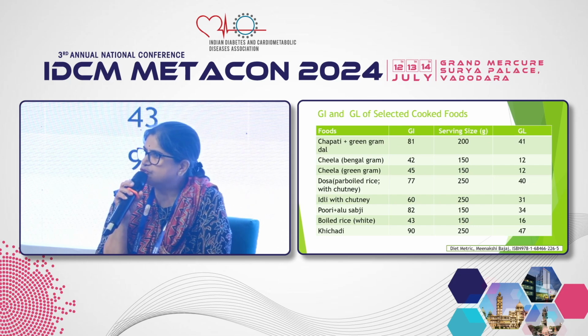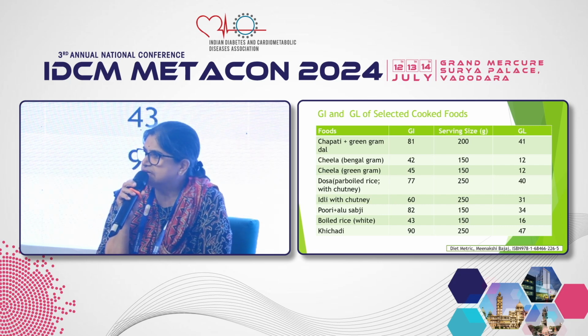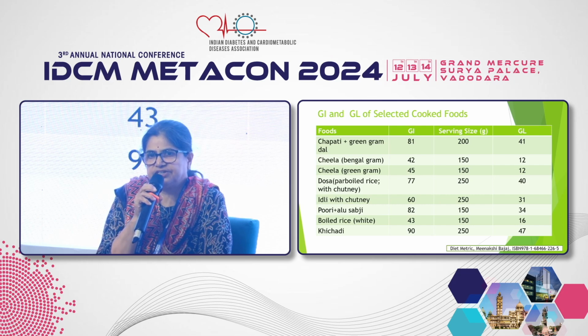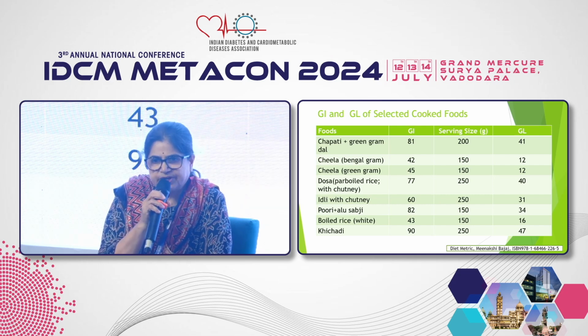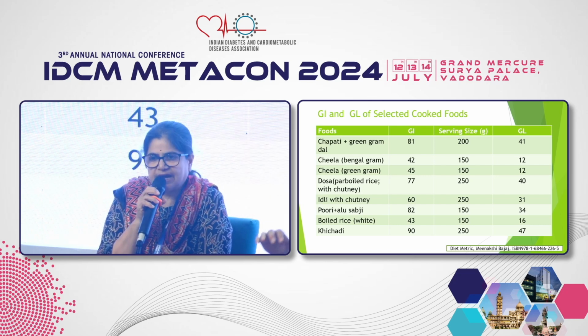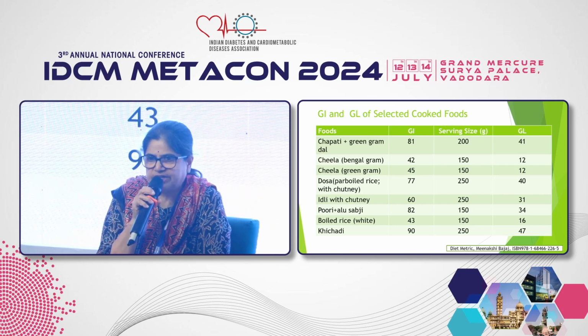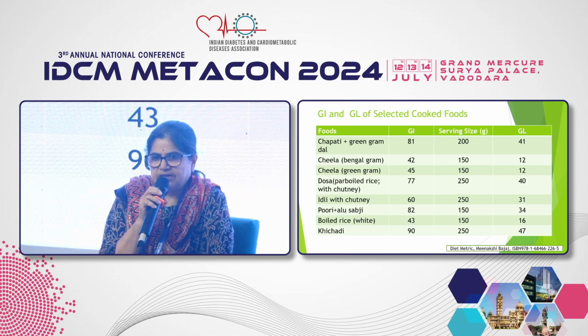Can we have the next one? Yes. So we do not consume raw foods. A lot of data is available on raw foods. I preferred to select this data on GI and GL of cooked foods, and then we don't eat a single food. The problem is we don't have the data for GI and GL of composite diets, but whatever we have available is shown here. If we have chapati along with green gram dal, the moong dal, we can see for a serving size of 200, that is 1 katori of dal and 1 thin roti, the glycemic load will be 41. Chila has a relatively low glycemic load, made from Bengal grams, so it's essentially made from dals and therefore has a very low GI and GL.